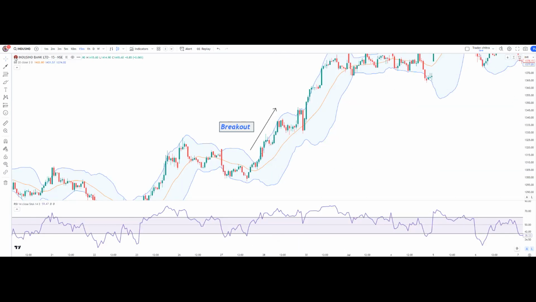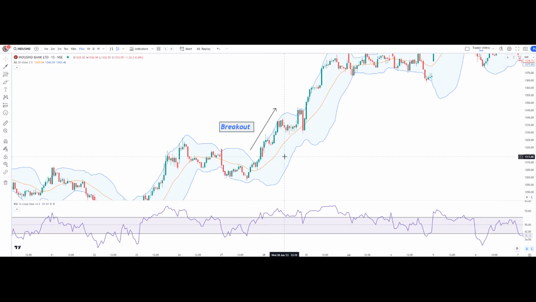This is the IndusInd Bank 15 minutes time frame chart. Here we can see that there is a Bollinger Band breakout trade. So we can enter into the long trade above this green candle. And we can see the 20 SMA also going along with the price. Here the RSI is also above 60.